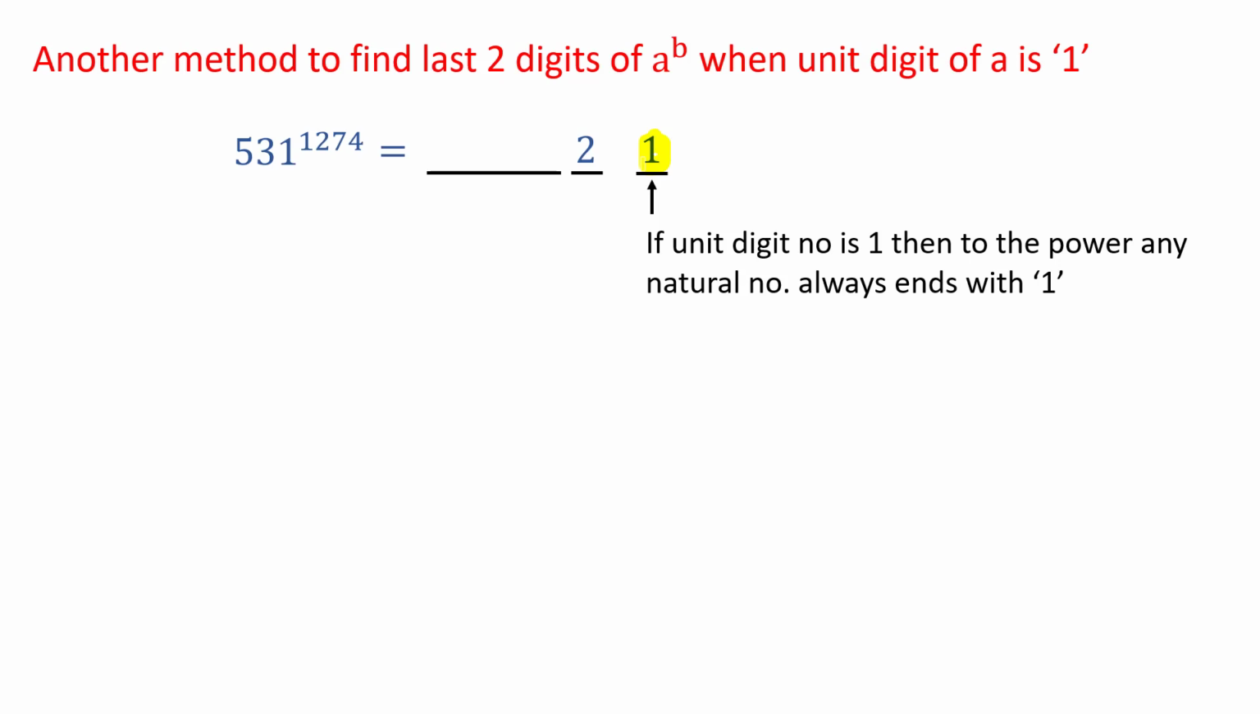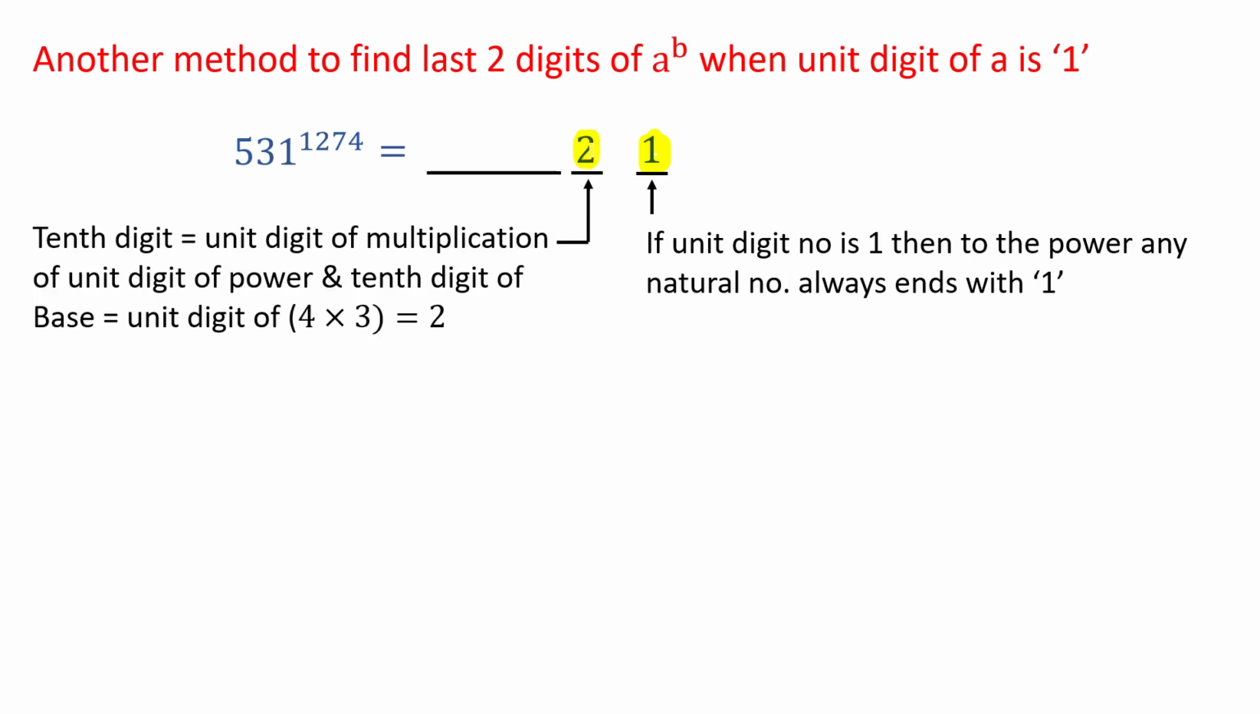This is how we can find the unit digit. That is very easy. Now how to find the second last digit? For the second last digit, what we need to do is take the unit digit of the power and the 10th digit of the base. We need to take the unit digit of the power, that is 4, and the 10th digit of the base, that is 3, and let's multiply these two. So 4 into 3 is equal to 12. The unit digit of 12 is 2. That 2 comes at the 10th place.